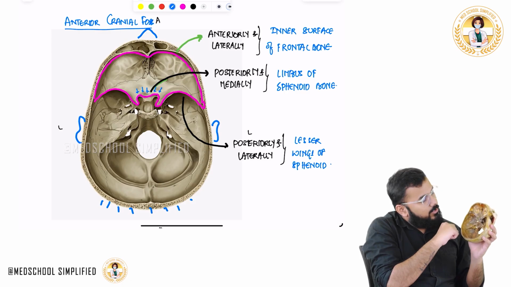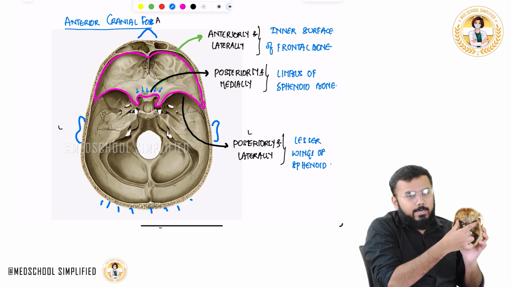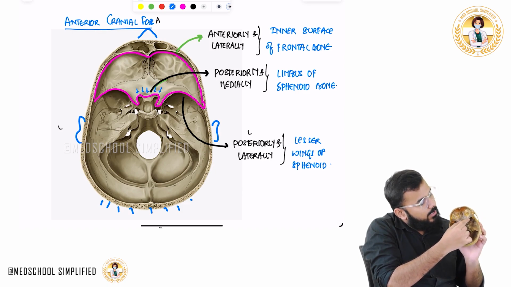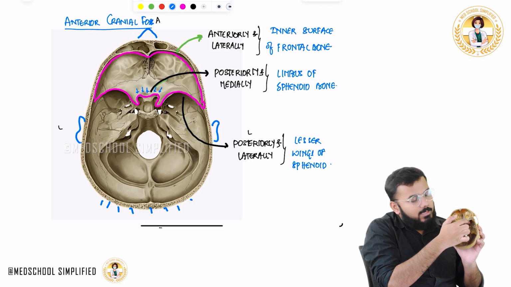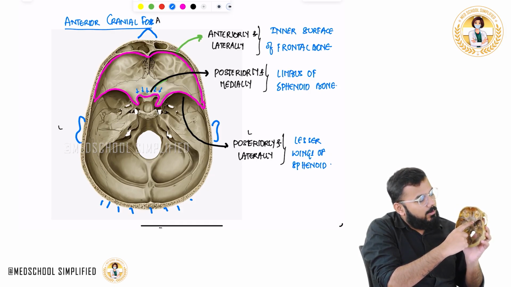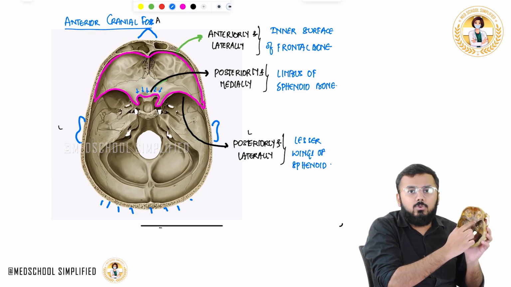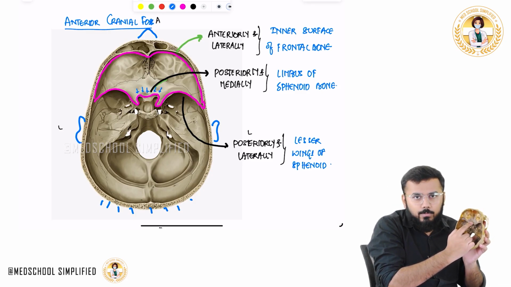Next, posteriorly, when you see, posteriorly there are two things. See, this center one is posteromedially and these outer ones are posterolaterally. Okay, center is posteromedially and you see the wings here. There are two wings, right? So these two wings are located laterally. So posteromedially, what have you got? You have got this particular structure over here, this is called as a limbus of sphenoid bone.